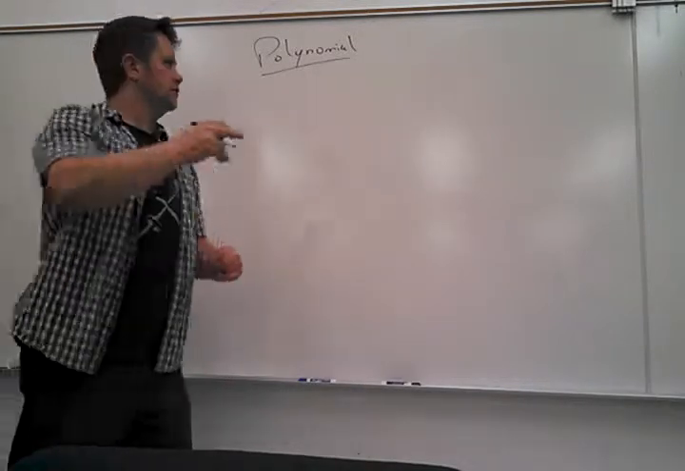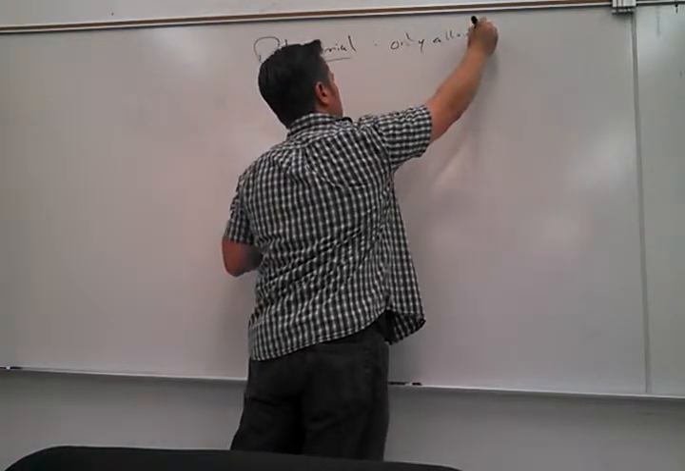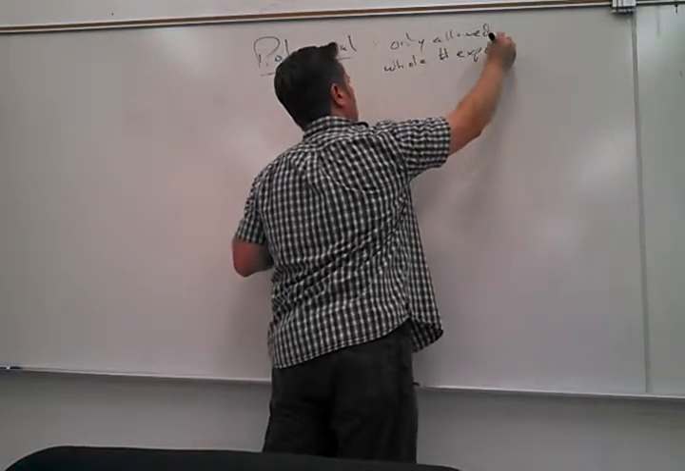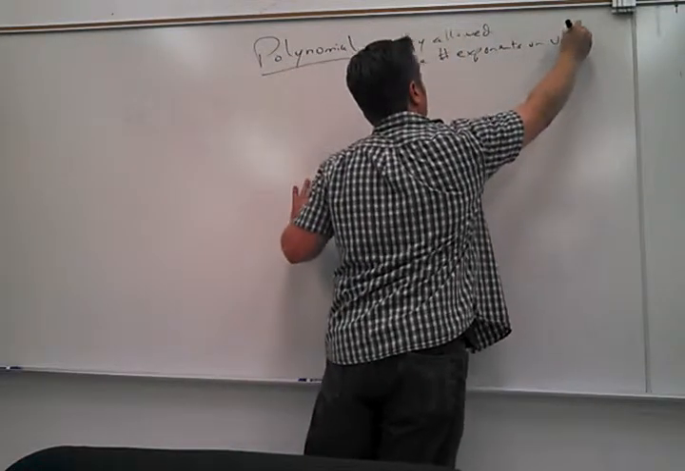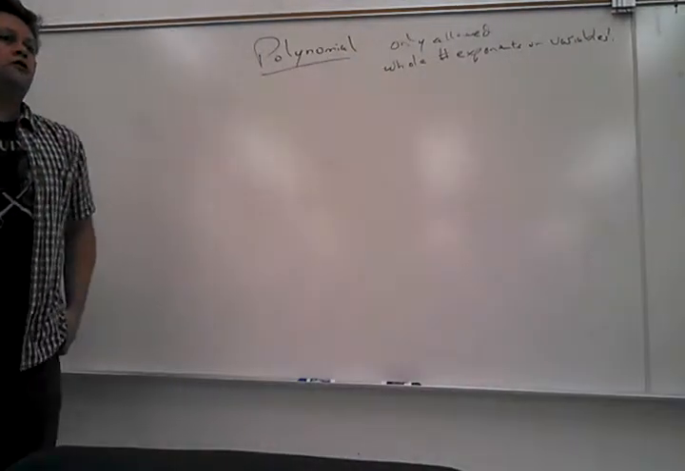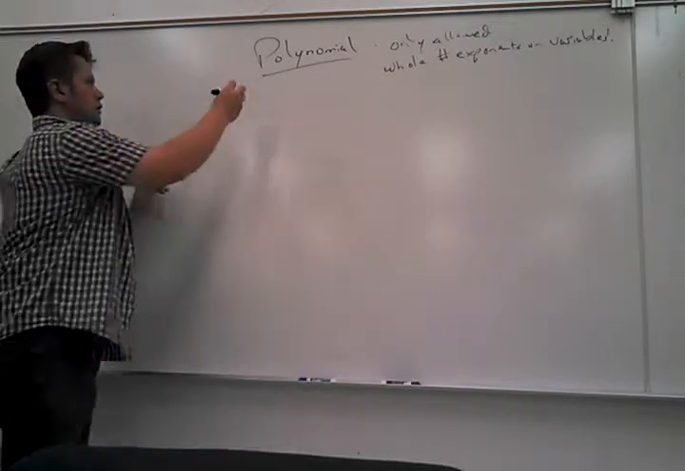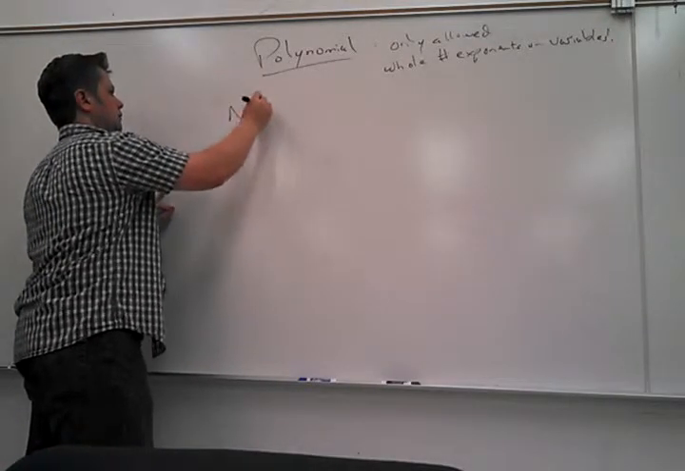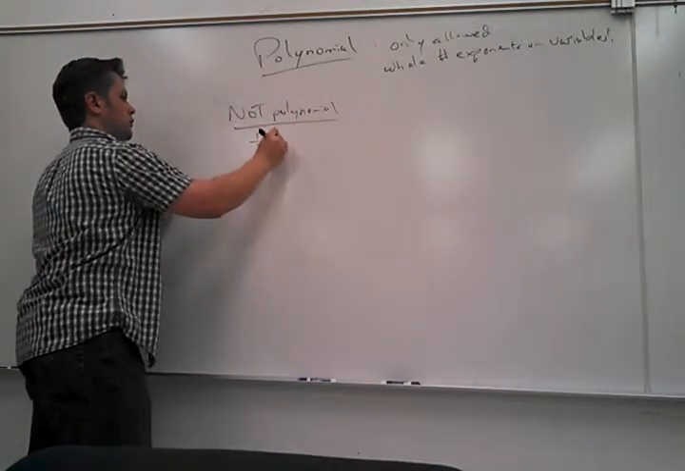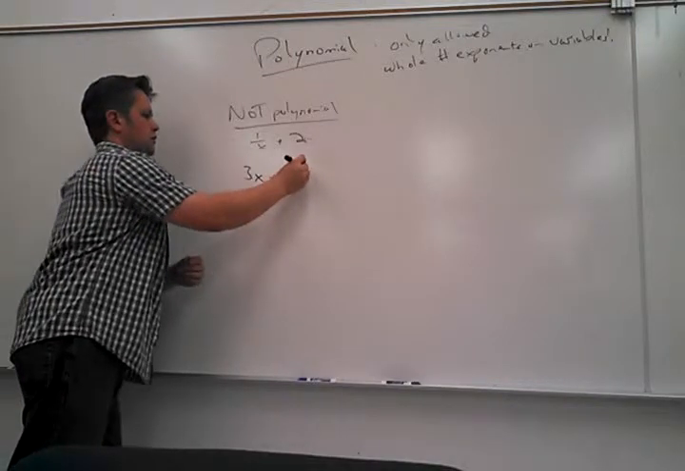Let me say it again. Let's go right to the chase here. You're only allowed whole number exponents on your variables. So there would be no fractions with variables on the bottom. Here's an example of not a polynomial: 1 over x plus 2. 3x minus x to the negative 3.